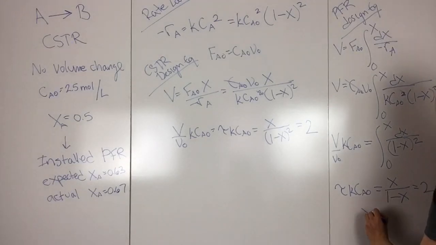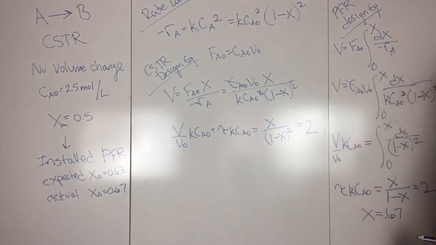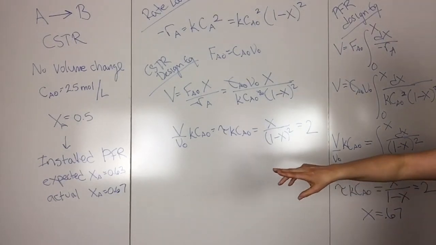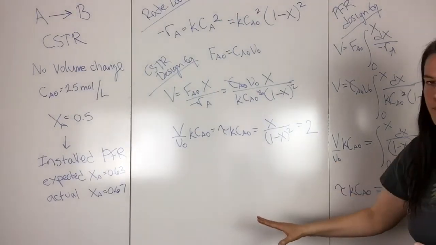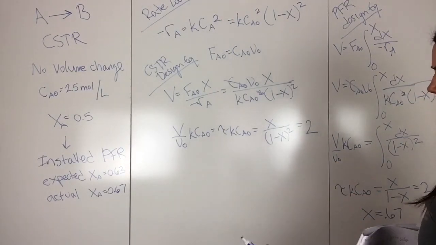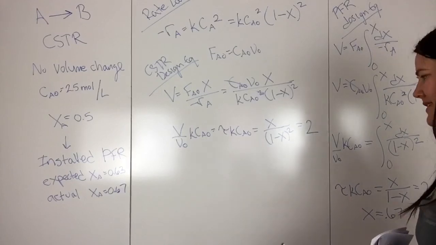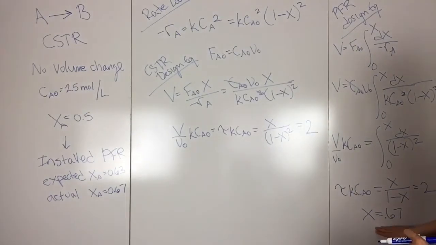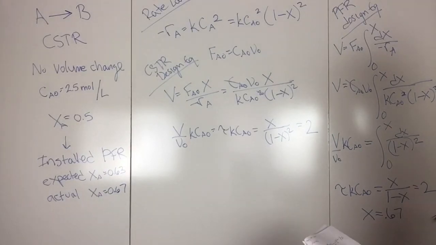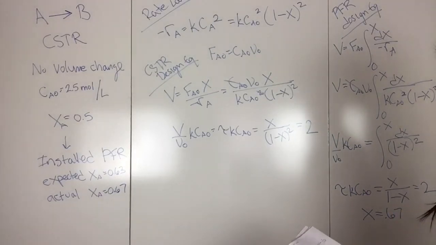Then you can solve for x and you get that x is equal to 0.67. So you can see that when they ran this PFR, they measured a conversion of 67%. So based on the experiments, this reaction must actually be second order.